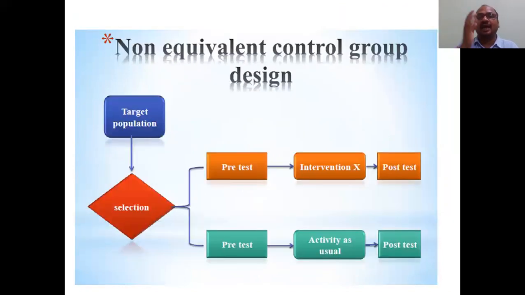And second, non-equivalent control group study. I have already told you, so this slide is already there. See here, pre-test, post-test. This intervention and activity is usual. The number of cases is not equal to the number of controls. That is the main point you have to keep in your mind. Non-equivalent control. The remaining schematic diagram is not required. Don't practice this, it was already there in the previous slide. You explain only that the number of cases is not equal to the number of controls.